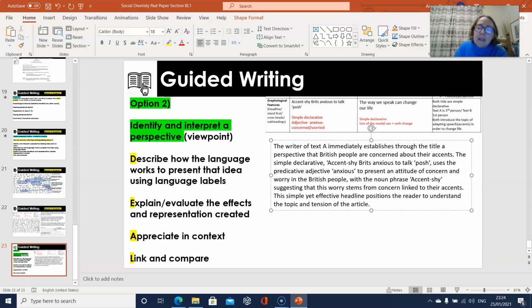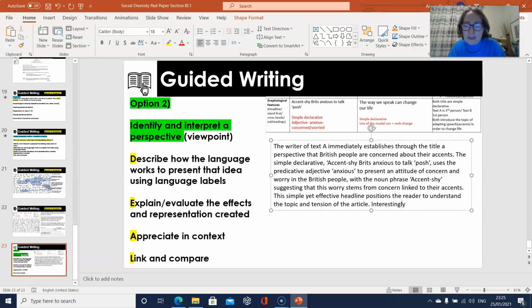So you could see how potentially once you've started your I and your D, the E can be quite organic. You can end up writing a lot. Our student text A really wrote a nice healthy paragraph. We've probably written too much on text A. We haven't done anything about text B. Okay, now appreciating context, link and compare. Okay, this simple yet effective headline positions the reader to understand the topic and tension of the article.